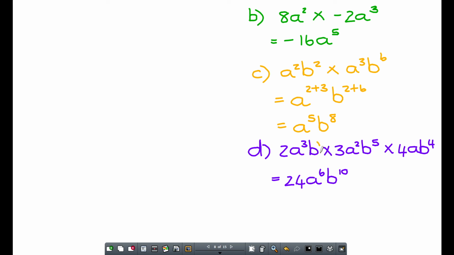Okay. Over here, let's look at coefficients. 2 times 3 gives me 6, times 4 gives me that 24. Now let's look at all the a's. a to the power of 3, a to the power of 2, a to the power of 1. So that's how I get a to the power of 6. I added those exponents. Now the b's. b to the power of 1, b to the power of 5, b to the power of 4. So that gives me b to the power of 10. Okay. Any questions?